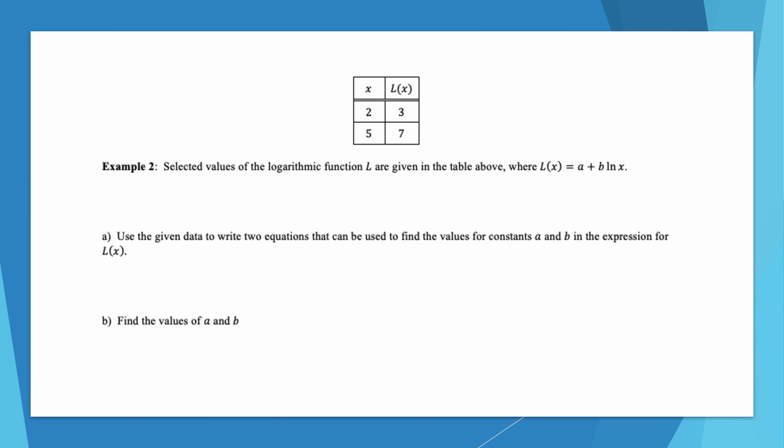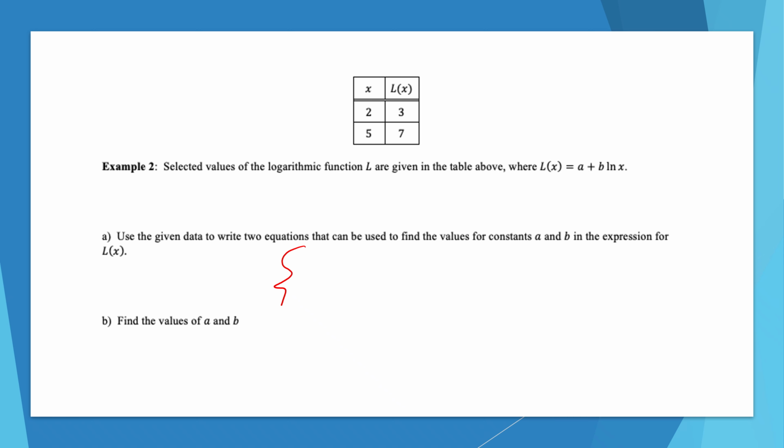All right, so for example 2, we are given selected values of the logarithmic function that are shown in the table above, where L of x is a plus b ln x. The first part, A, use the given data to write two equations that can be used to find the values of the constants a and b for the expression shown above. And so here we're not actually finding a and b yet. We just want to write two equations that can help us find a and b.